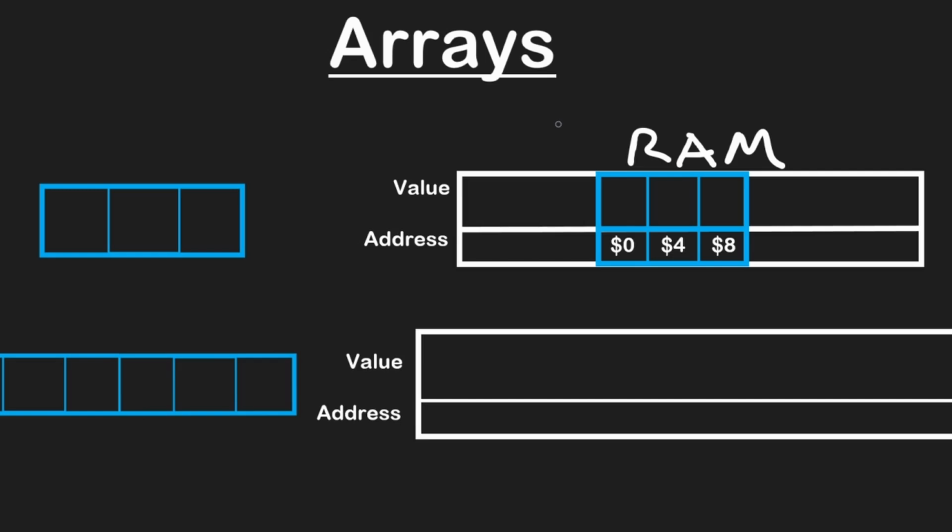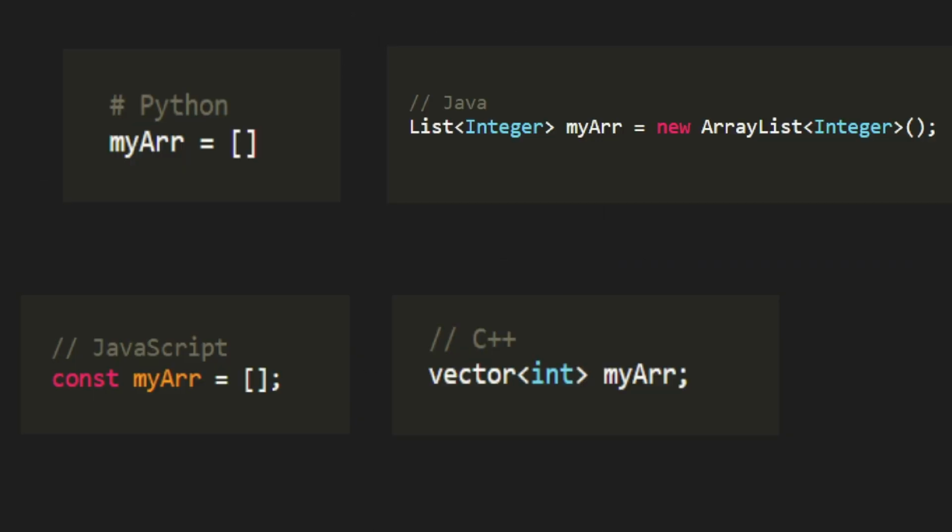Next, let's move on to dynamic arrays, which are much more common and much more useful than static arrays. You've probably already used a dynamic array, you just might not have known it. In Python and JavaScript, dynamic arrays are the default. In Java, you can use an array list, or in C++, you can use a vector.